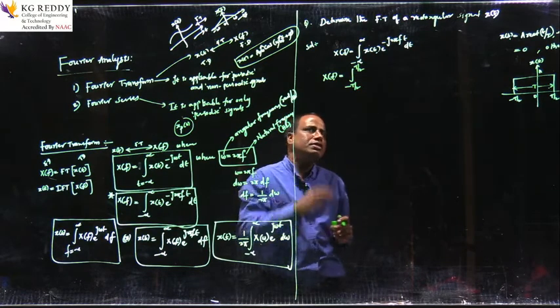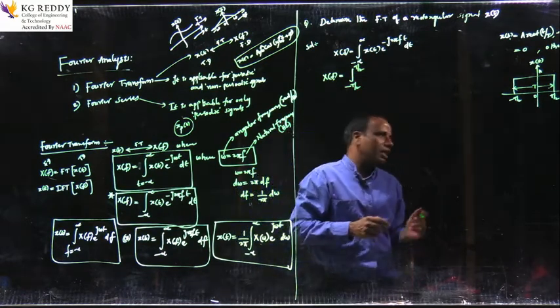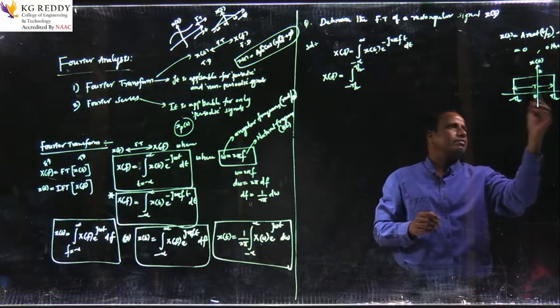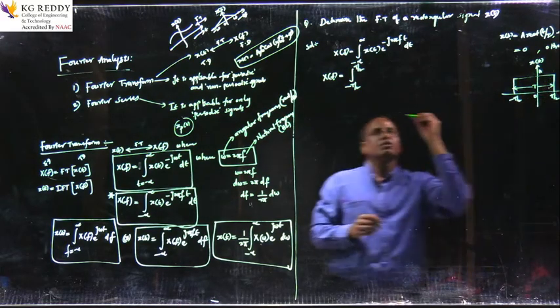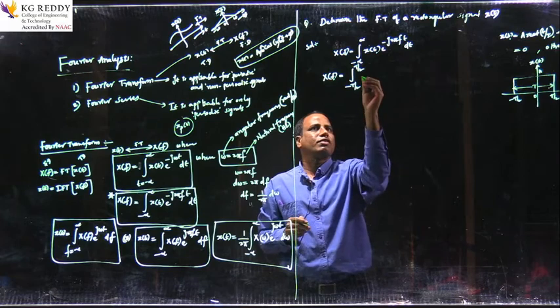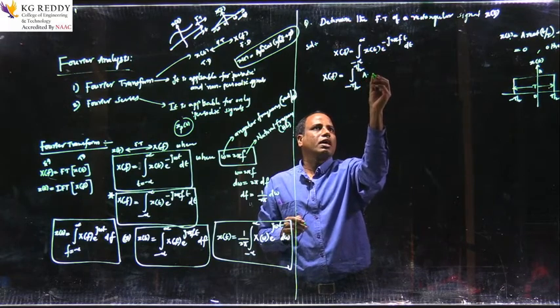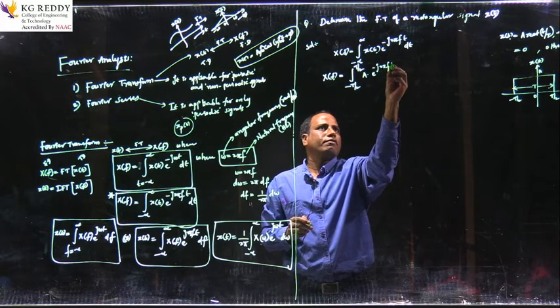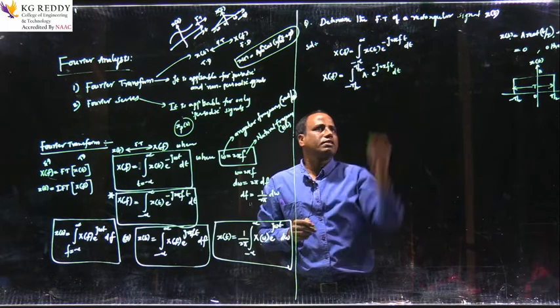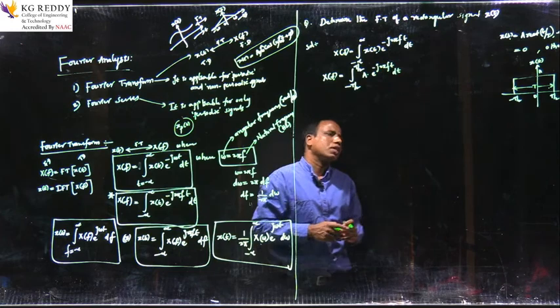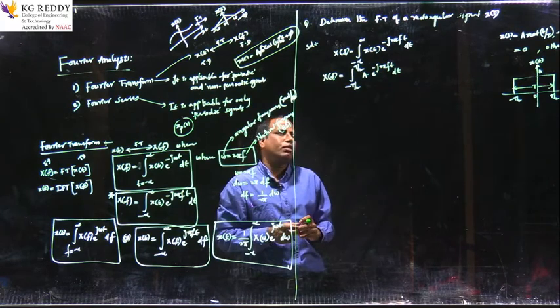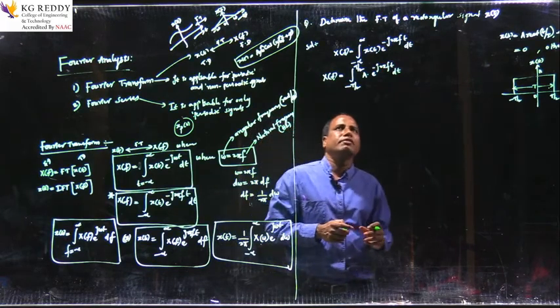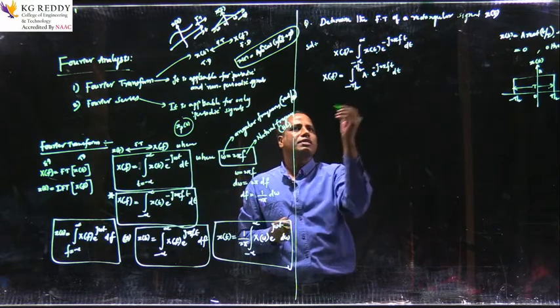And between these two limits, what is the signal actually? From minus T by 2 to plus T by 2, the rectangular signal is nothing but a. So rather than taking it as x of t, I am taking it as a, and e power minus j 2 pi f t into dt. This is the way the Fourier transform can be evaluated with the help of the fundamental definition. Now a is a constant.